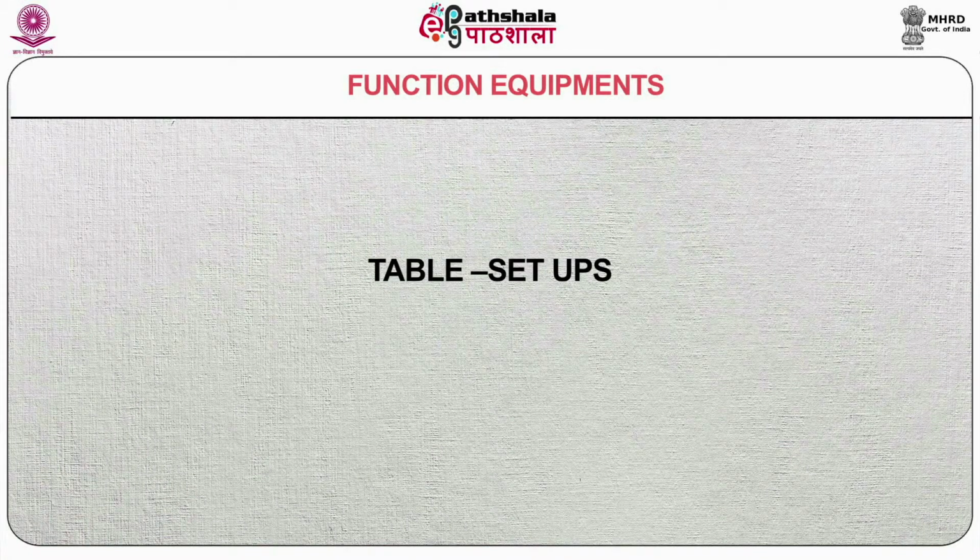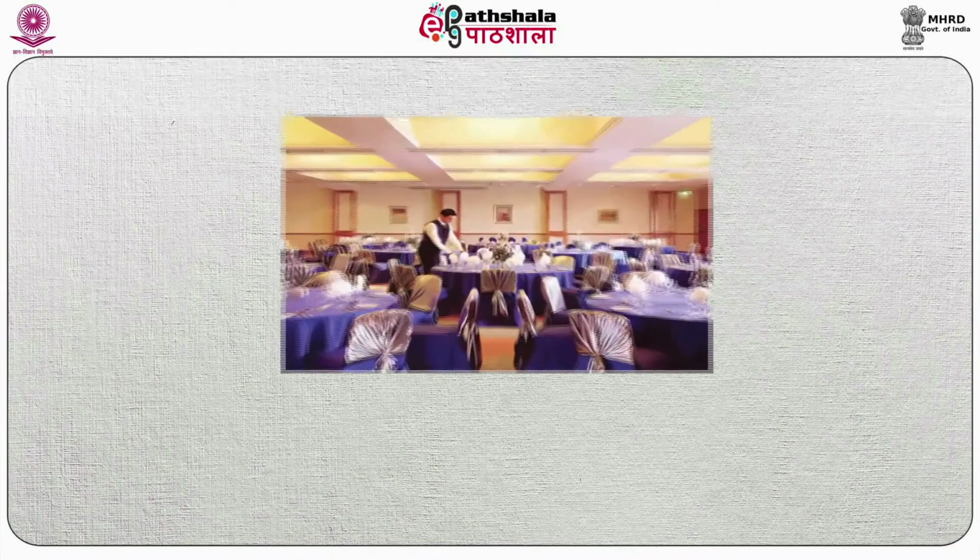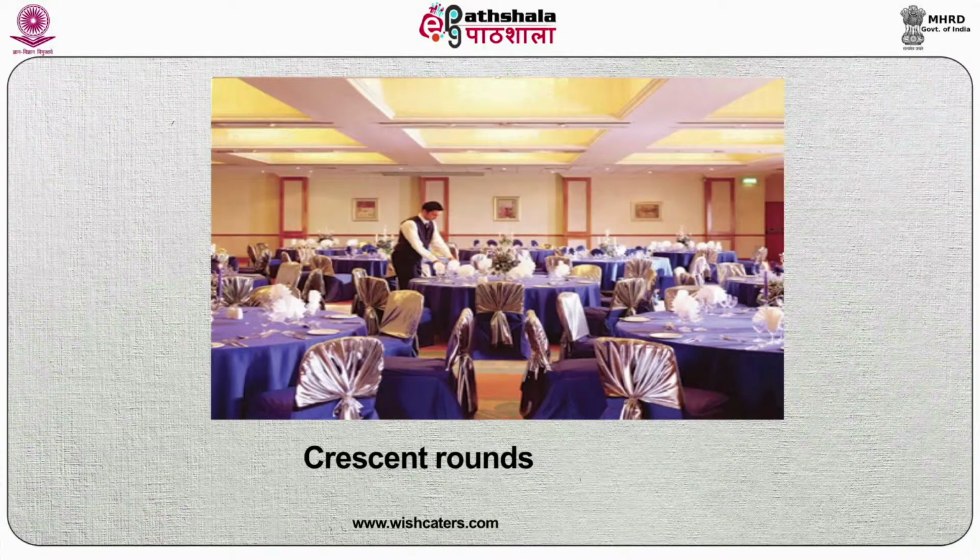Now I will discuss the different table setups. Every function requires different table setups. It all depends upon the type of function, number of persons attending function and the type of service. Following are the table setups generally used in banquets: round table arrangements, crescent rounds, classroom style, conference style, theatre style, U-shaped, herringbone style, star shape, hollow square.